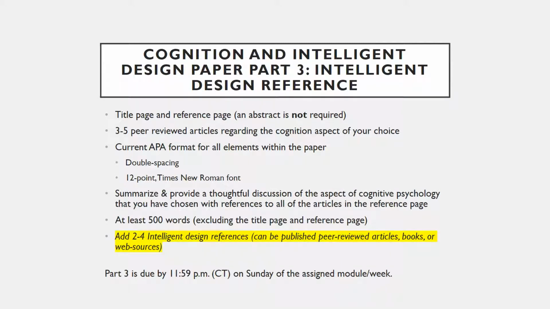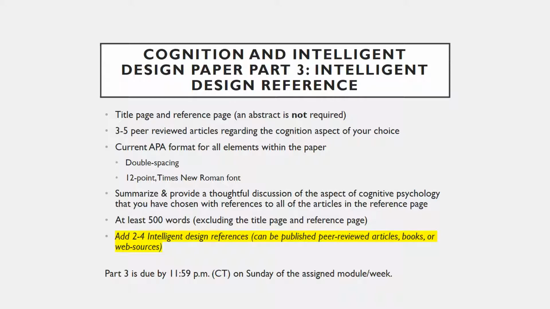Part 3 is the intelligent design reference part. So that will be, again, cumulative, so handing in everything you already had before, but you are adding 2 to 4 intelligent design references. These can be published peer-reviewed articles, books, or web sources. So they don't have to be peer-reviewed articles, and I did that because peer-reviewed articles in the intelligent design field alone are slimmer than some of the other options. So you can choose something that's not peer-reviewed as well.